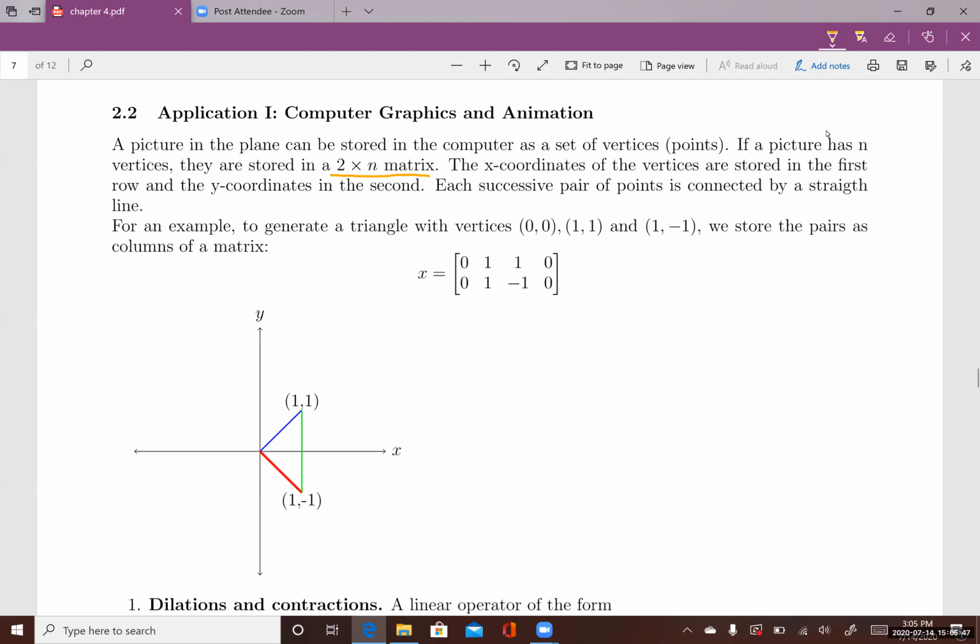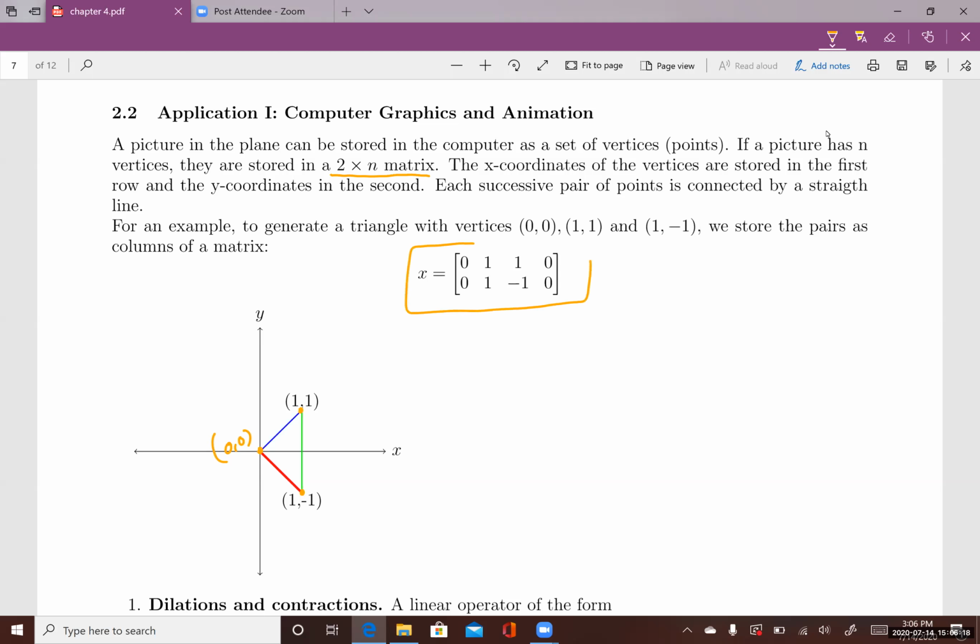Okay, so look at this triangle. The first vertex is 0 and 0. The second vertex is 1 and 1. And then the third vertex is 1 and -1. Once we have the three vertices, we can just connect these three vertices together to create a triangle, right? How can we translate all of the vertices into a 2xn matrix?